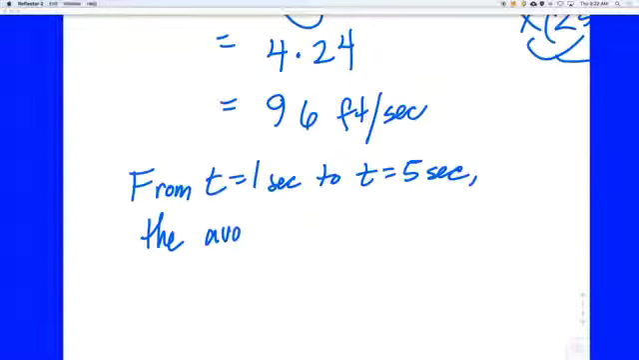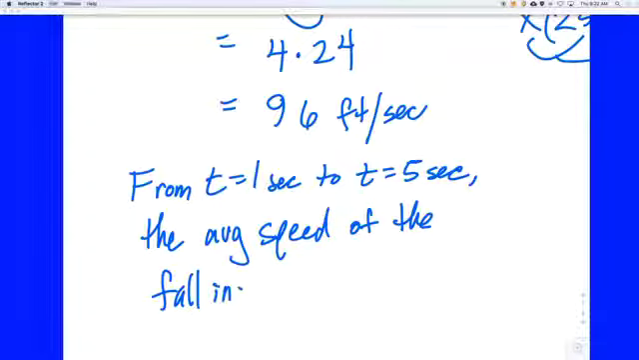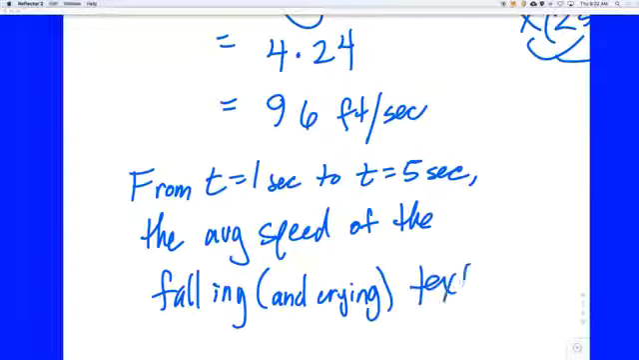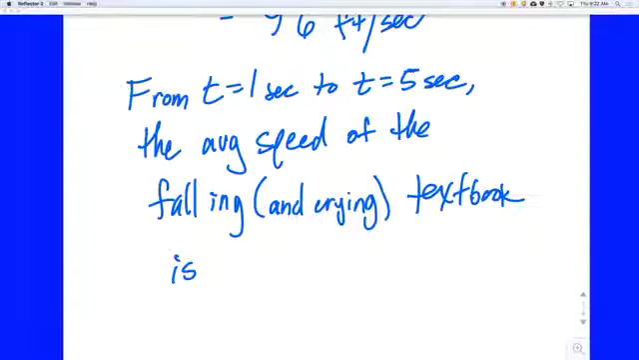the average speed of the falling (and crying) textbook is, or was. Is it happening now or did it happen in the past? That doesn't really matter. We'll just say is 96 feet per second.